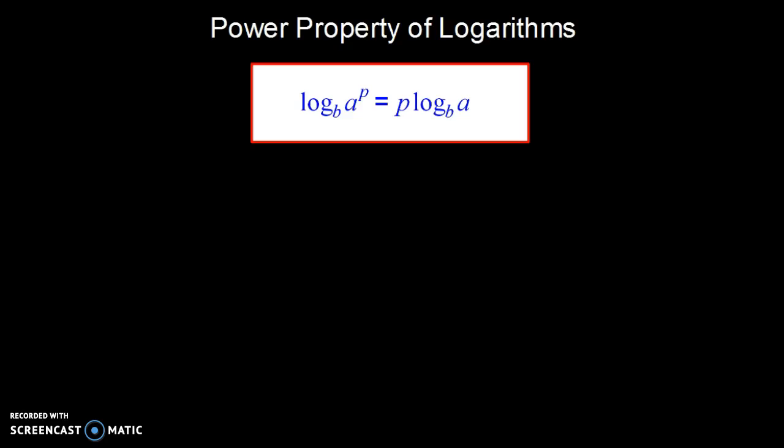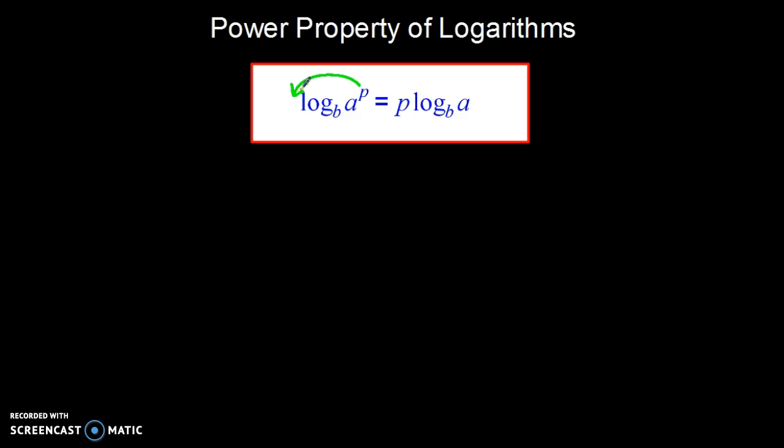We've got two more properties of logs to look at in this video set, the first of which is the power property of logarithms. This deals with what happens when the argument of our log has a power on it. For example, if we have log base b of a to the p. Now, what the power property of log says is that when we have that power on our argument, we can take that power and bring it way out in front. So log base b of a to the p becomes p times log base b of a.